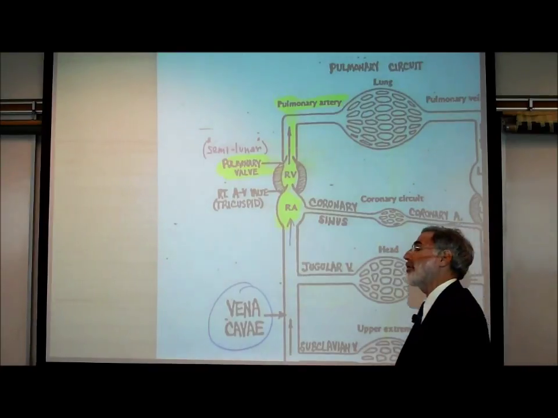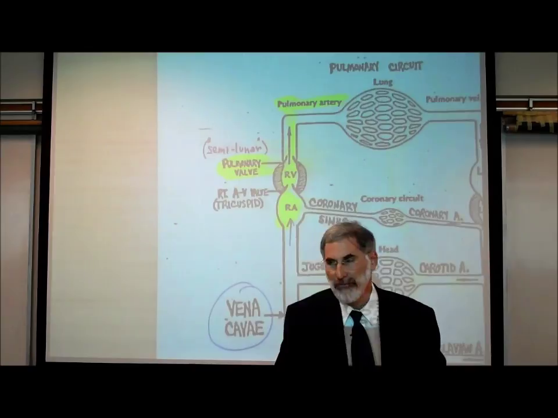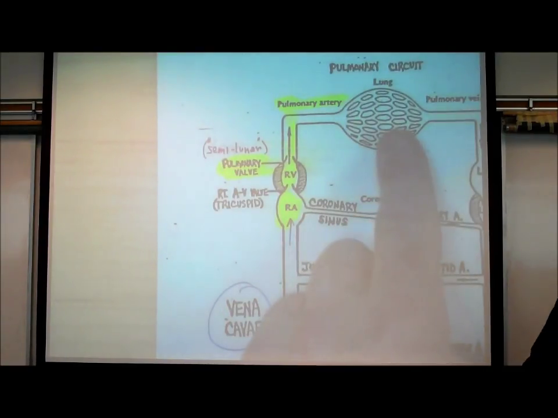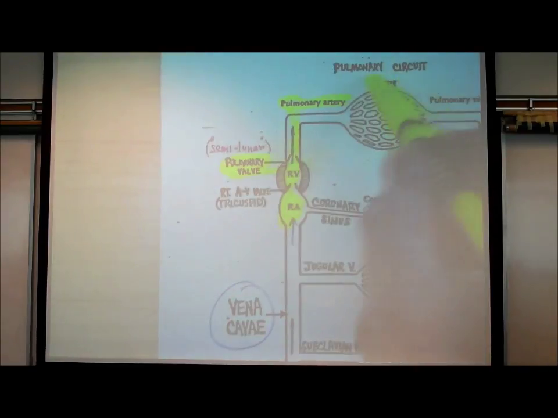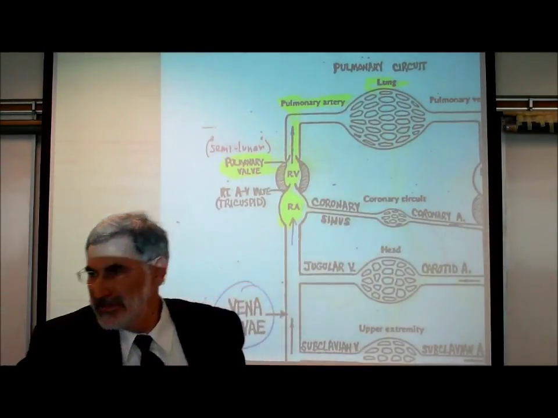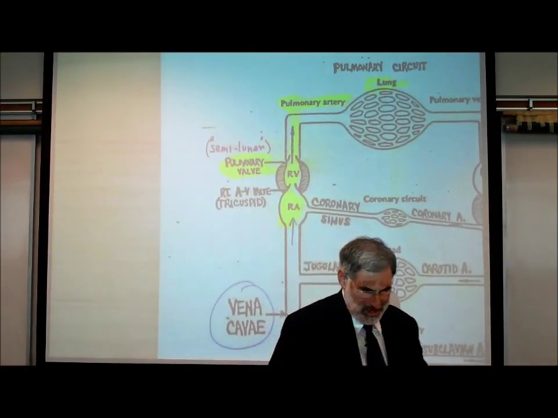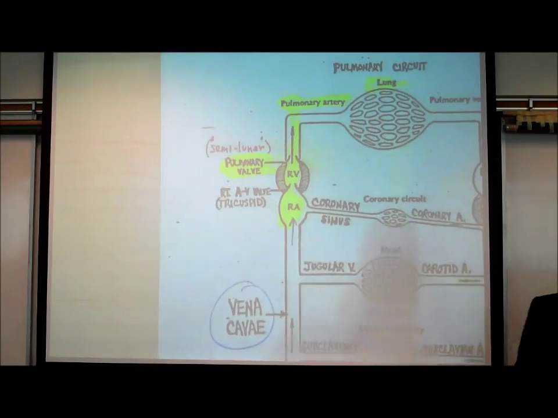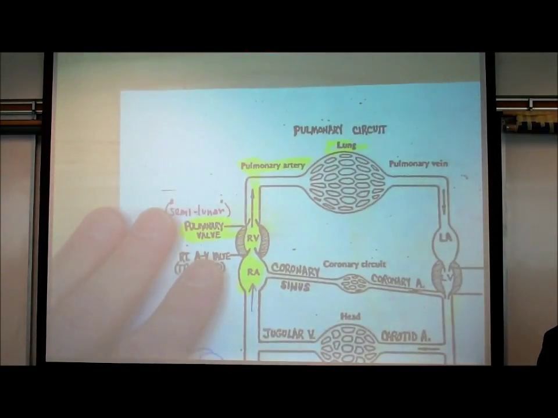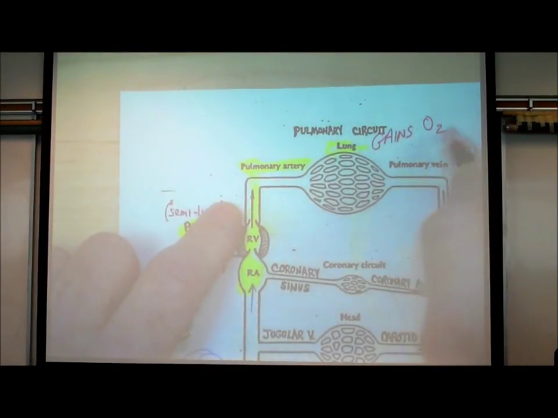Well, first of all, what does an artery do? An artery carries blood away from the heart, and the blood is going away from the heart. It's called pulmonary because it's going to the lungs. All right, so it's going to the lungs. So of course, as the blood flows through the lungs, what happens? It gains oxygen, as we've learned, and removes CO2.